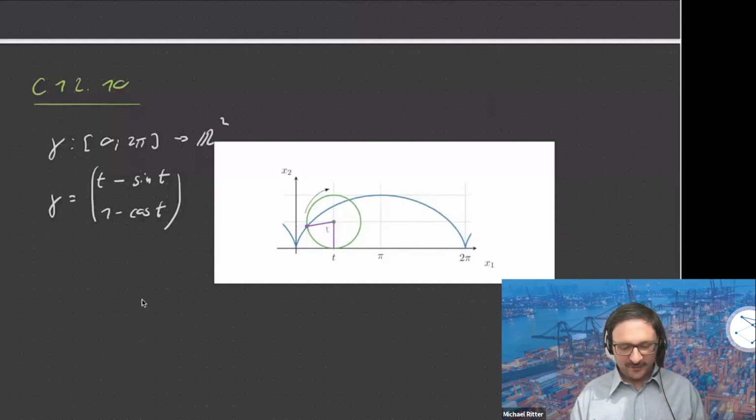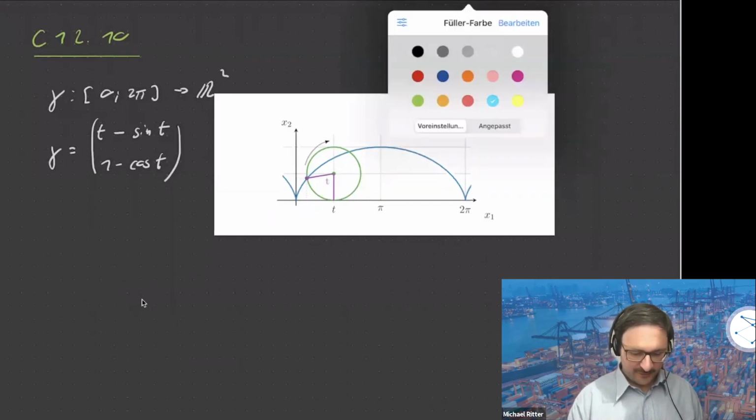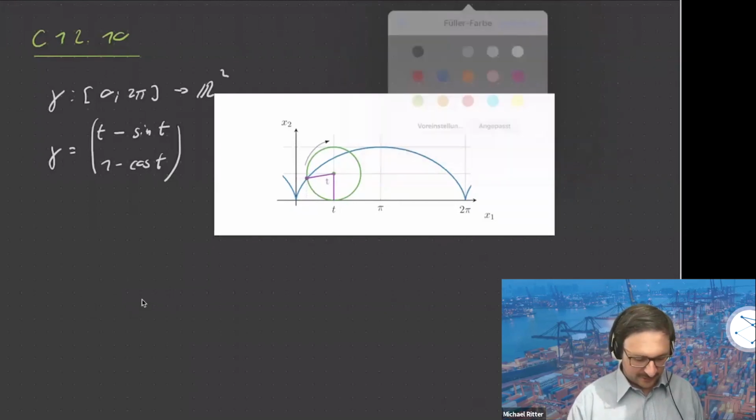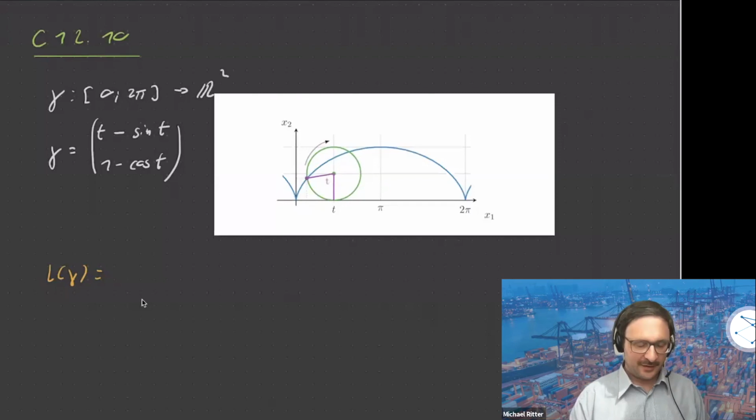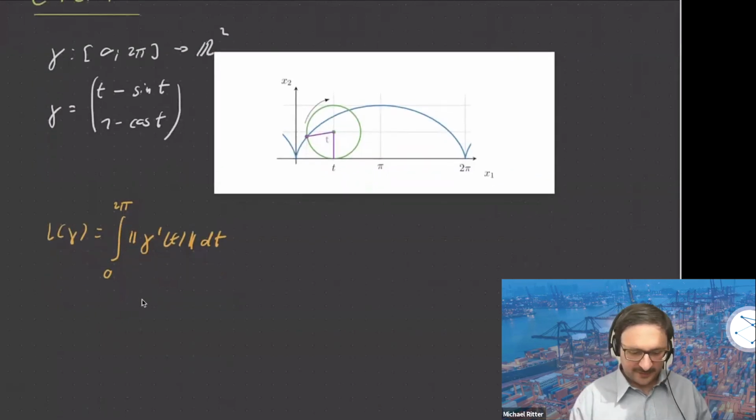Okay, but let's see how we compute the length of that curve. You do hopefully remember the formula for computing curve length. This one. So the length of a curve gamma can be computed by integrating over the parameter space. So in this case, 0 to 2 pi. And the expression we integrate is the norm of gamma prime or gamma dot of t dt. So you integrate that norm, you get the length of a curve. And that's exactly what we're going to do.